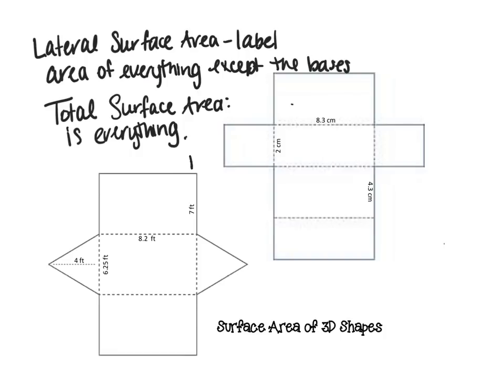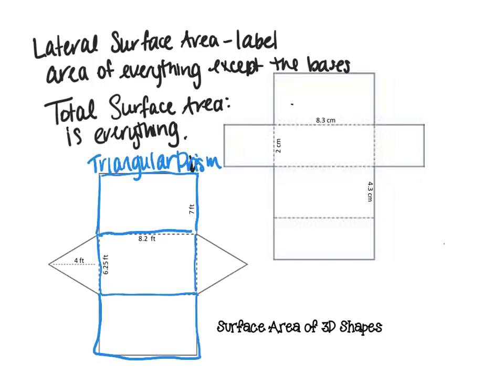Okay, so like if you look at this shape right here, this is a triangular prism. So I want you to write triangular prism. Okay, triangular prism. So the lateral surface area of this is the 4 rectangles. So this rectangle, okay, and that rectangle. And then my total includes the blue and the green. Are you with me there?